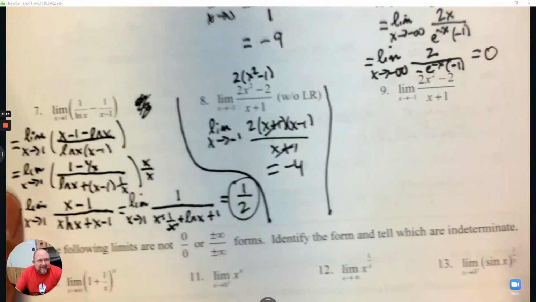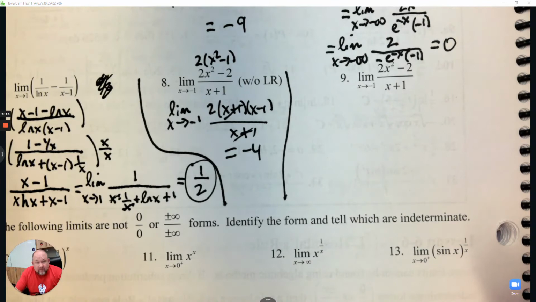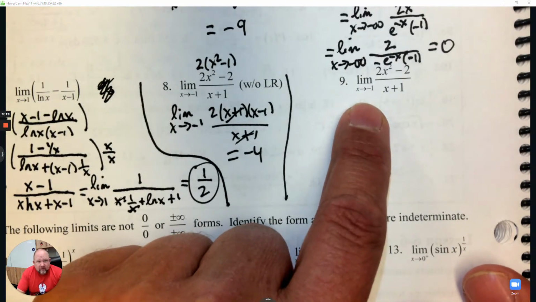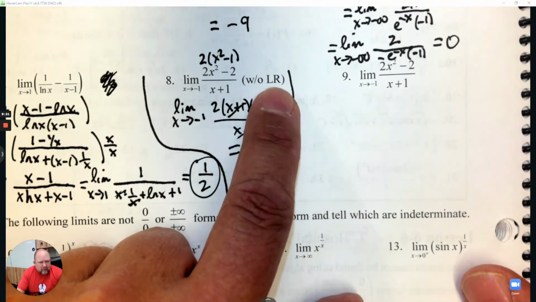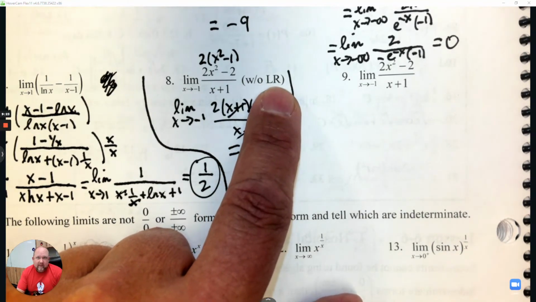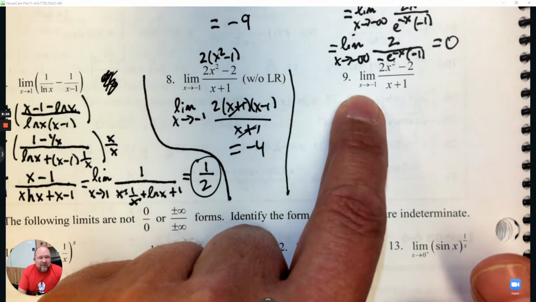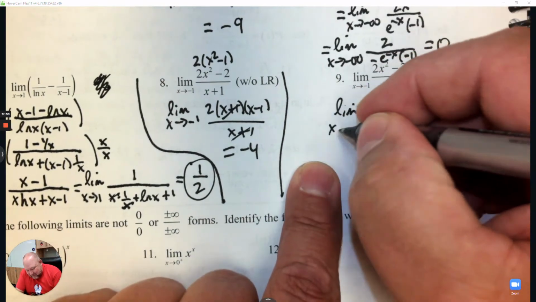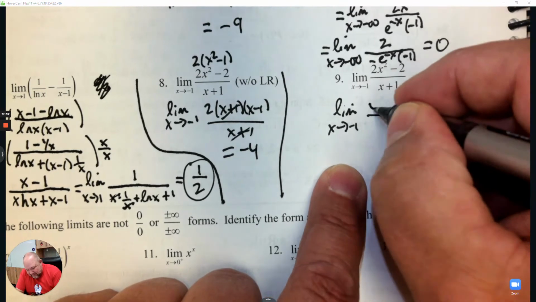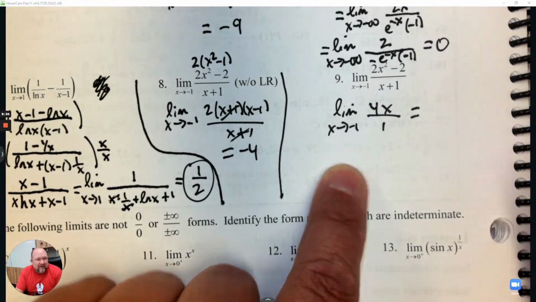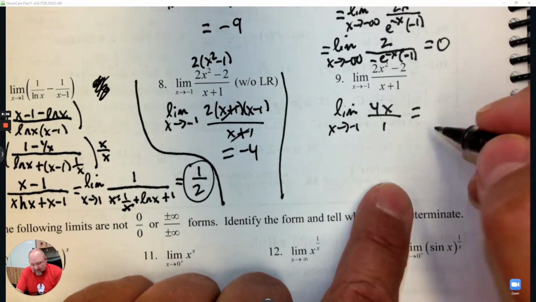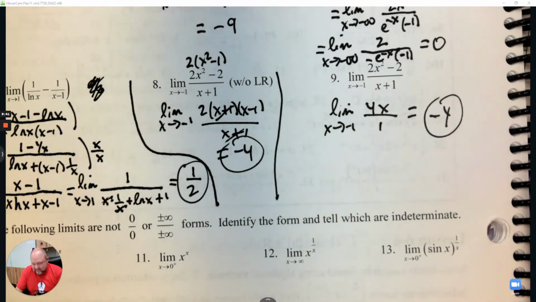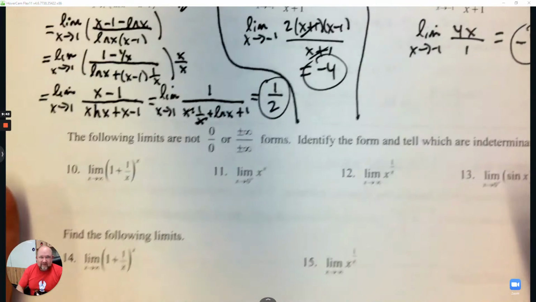Number 9, here, if I had used L'Hopital's rule, so this is without L'Hopital's rule. Now, okay, here, with L'Hopital's rule, it is indeterminate. I can take the derivative of the numerator, and I can take the derivative of the denominator, and then plug in negative 1, and I get the same answer. Genius I am. All right. Number 10.